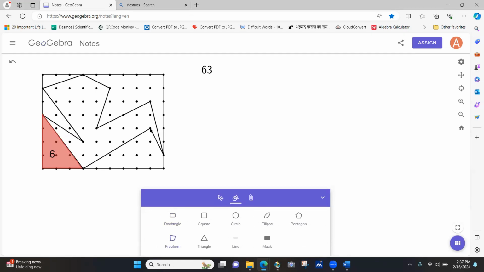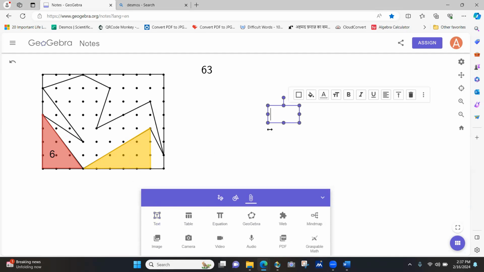How about this triangle? This yellow triangle has a base of 5, height of 3. 3 times 5 is 15. 15 divided by 2 is 7.5. I put that here. There's a little right triangle here. I'm going to account for that now.